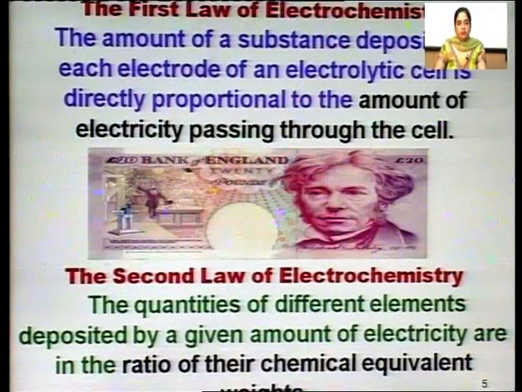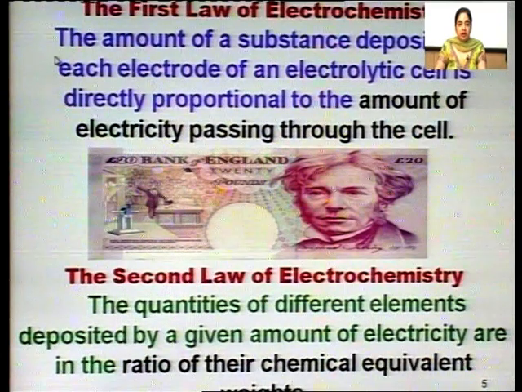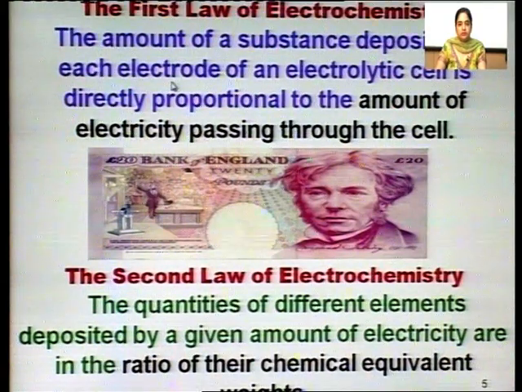Now, first of all, we will discuss the first law of electrochemistry. The amount of a substance deposited on each electrode of an electrolytic cell is directly proportional to the amount of electricity passed. What is the first law? The amount of a substance deposited on each electrode is directly proportional to the amount of electricity passed through the cell.